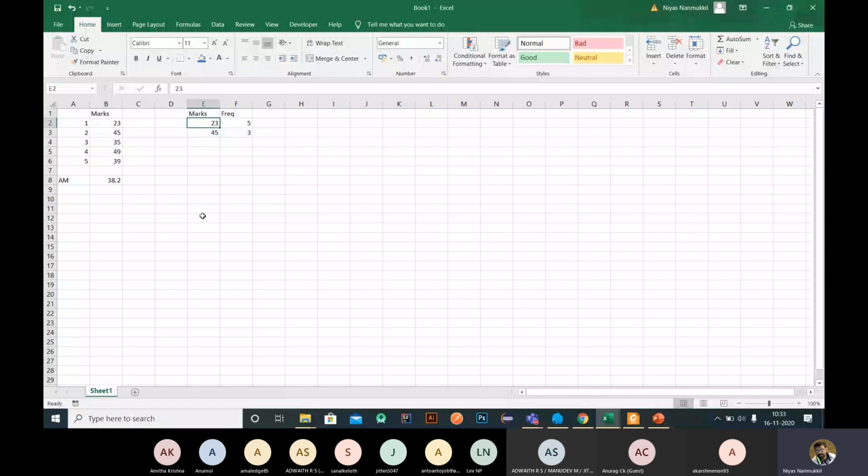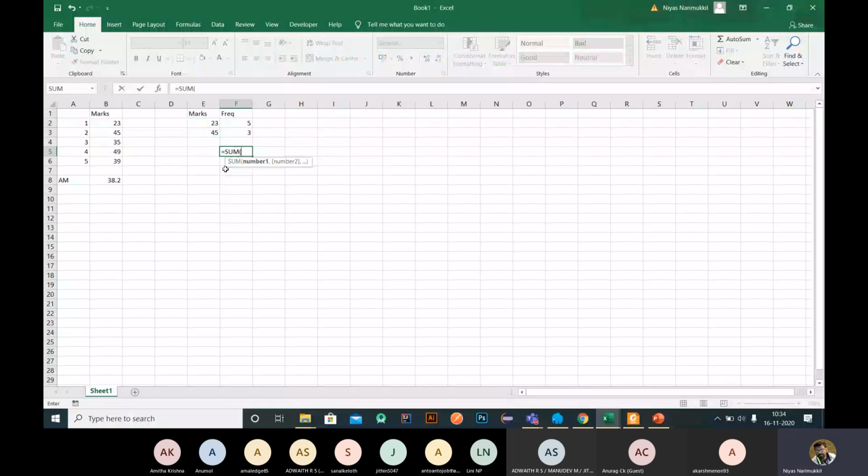So if you are getting a frequency, instead of writing 23 all those times, we can multiply 23 into 5 plus 45 into 3. We will get a result, right? Then we can divide everything by 5 plus 3, that is 8. So this is the same as the arithmetic mean, right? Now we can group the frequencies together and use multiplication to get the answer based on the frequencies. So to find this mean, we need to multiply 23 into 5, 45 into 3, then sum.